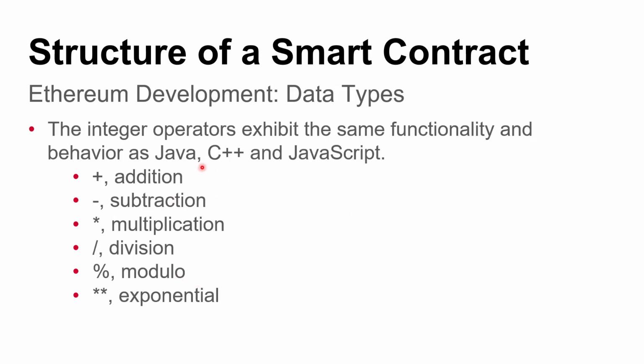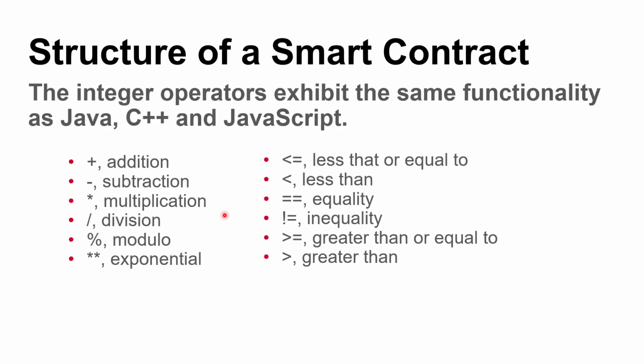And then with our integers, we also have operators. So we have addition, subtraction, multiplication, division, modulo, and exponential. And these operators are the same as Java, C++, or JavaScript. And again, for the integers, they exhibit the exact same behavior. And you can see here also less than or equal to, equality, inequality, greater than or equal to, or greater than.